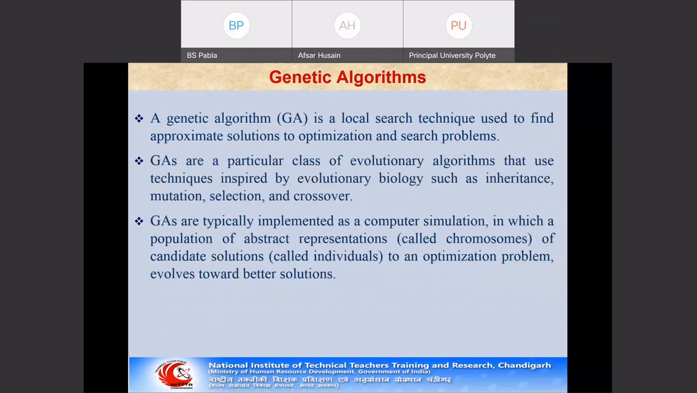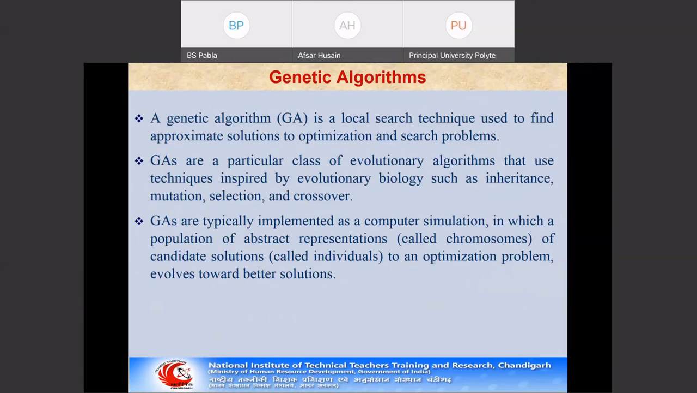Let's see what a genetic algorithm is. A genetic algorithm is a local search technique used to find approximate solutions to optimization and search problems. GAs, genetic algorithms, are a particular class of evolutionary algorithms. These are called evolutionary algorithms because they are evolving. They use techniques inspired by evolutionary biology such as inheritance, mutation, selection, and crossover.